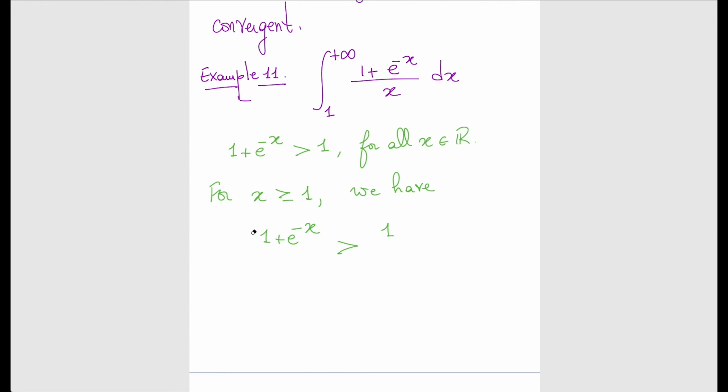since 1 plus e to power negative x is greater than 1 for all x, if you let x be bigger than or equal to 1, which is what we are supposed to have here, certainly such an x is positive. So if you divide both sides by x, the inequality remains true. Correct? So we have that this holds. Okay.